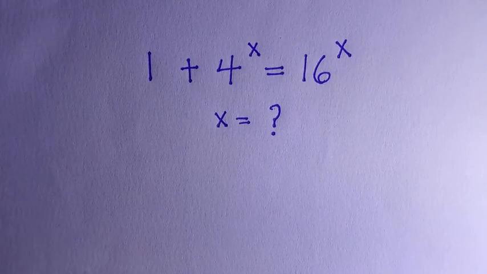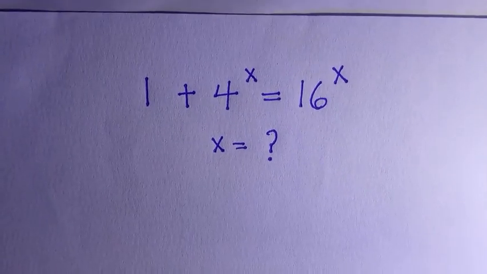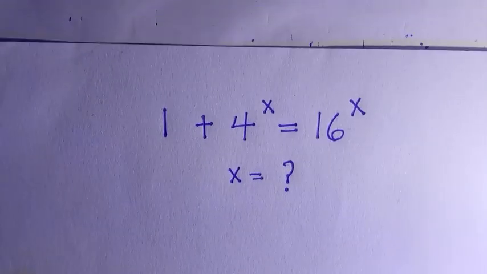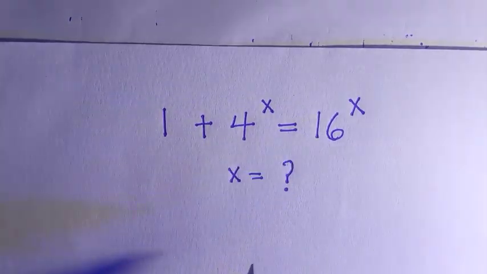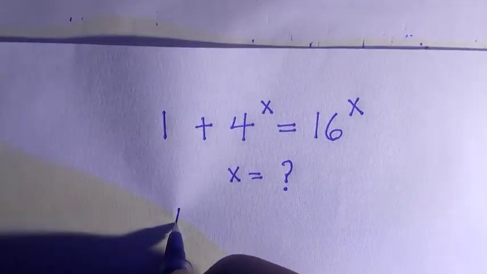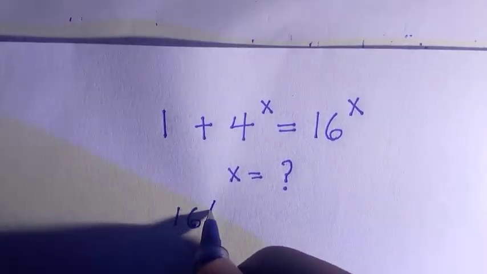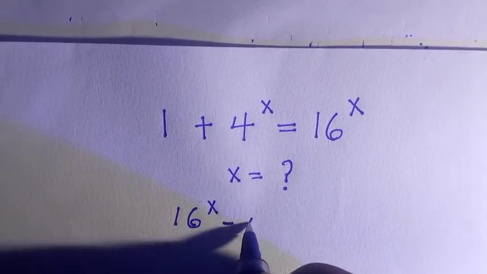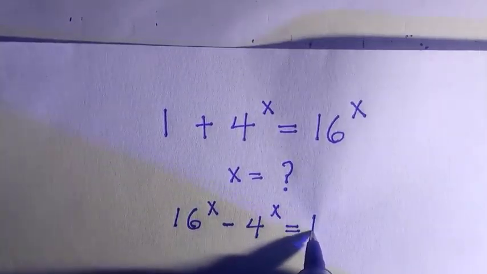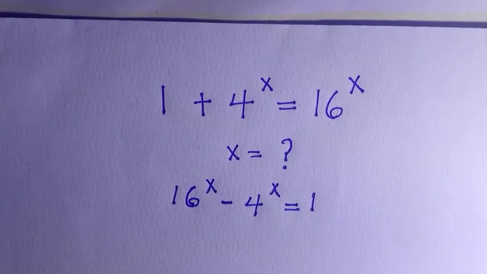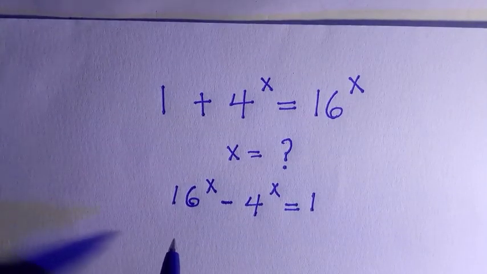Welcome to another video. In this problem, we want to solve for x, and the first thing we are going to do here is transfer 4 raised to power x to the other side. Then we have 16 raised to the power of x, minus 4 to the power of x, everything equals 1. Next, we want to rewrite 16 raised to the power x as base 4.